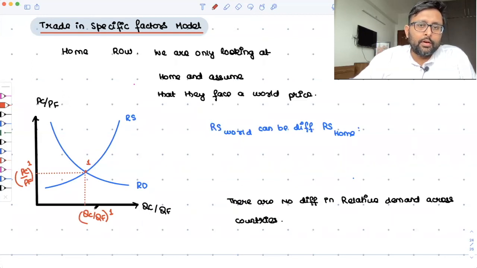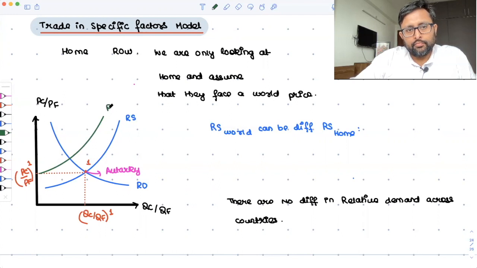Now suppose trade happens. This point is Otaki, no trade. When trade happens, the relative supply curve for the world happens to be this.